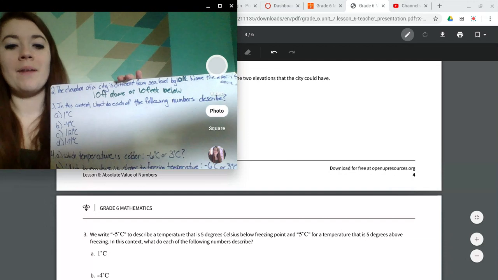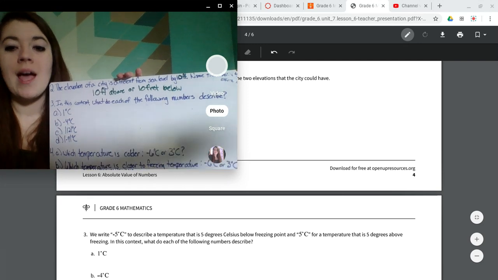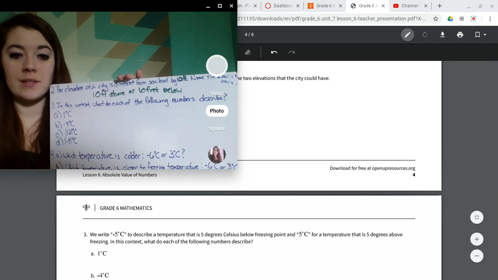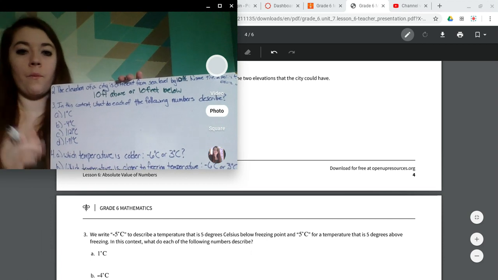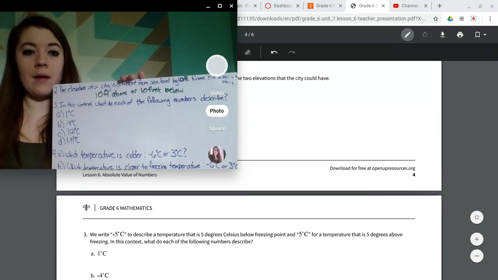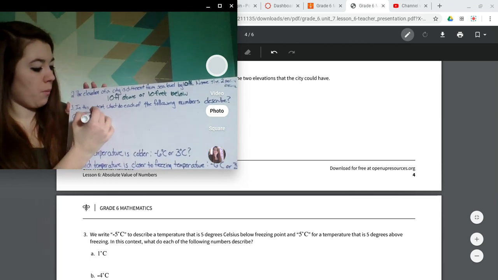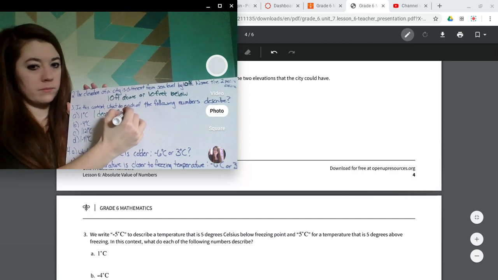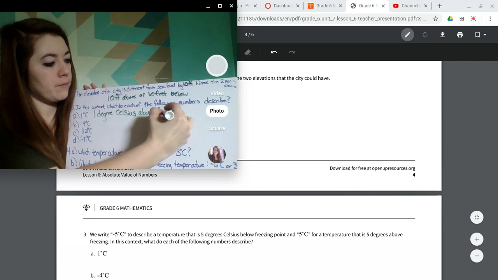Okay, sorry, let me repeat that. We write -5 degrees Celsius to describe a temperature that is 5 degrees Celsius below freezing point, and 5 degrees Celsius for a temperature that is 5 degrees above freezing point. So in this context, what do each of the following numbers describe? So we've got 1 degree Celsius, so that describes 1 degree above freezing.